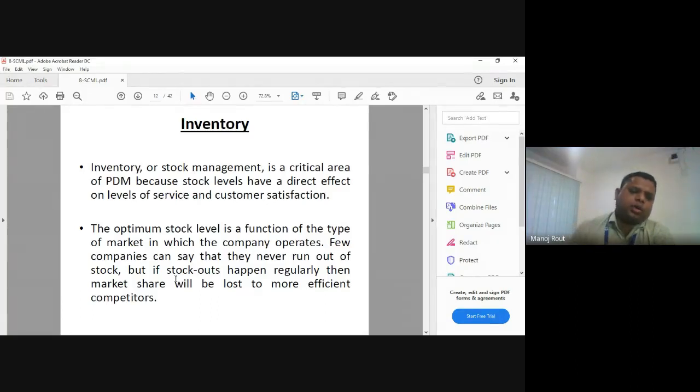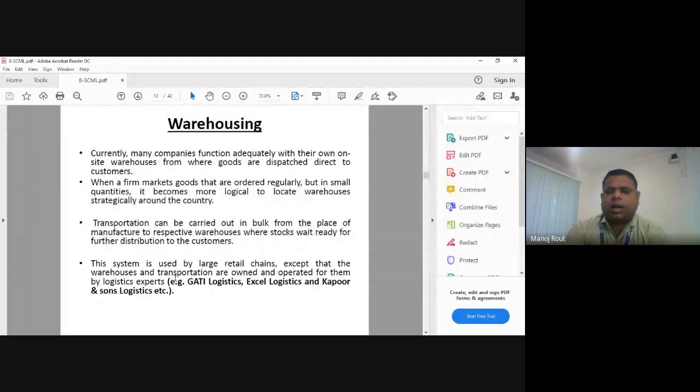Moving to the next slide, the most important part is the warehouse, which plays a vital role in preserving and storing your goods. Currently, many companies function adequately with their own on-site warehouse from where the goods are dispatched directly to the customers. If you take the example of Flipkart, they chose a place like Salepur. They made it their mother distribution hub, and through that hub they can operate the twin cities for a larger number of direct dispatches to customers.